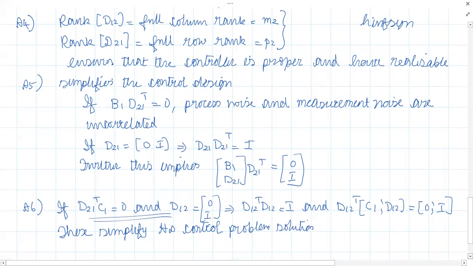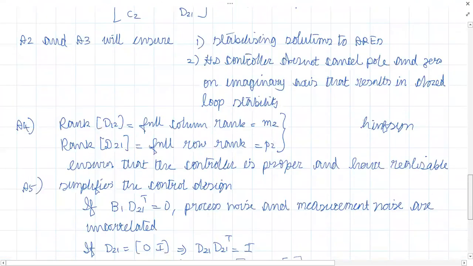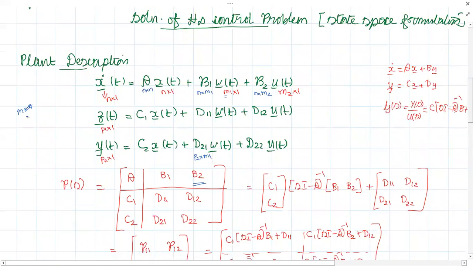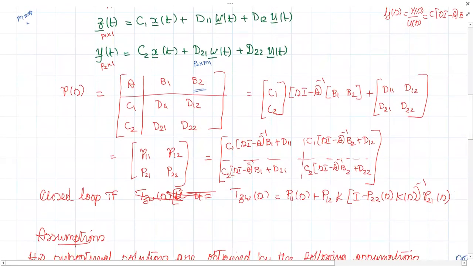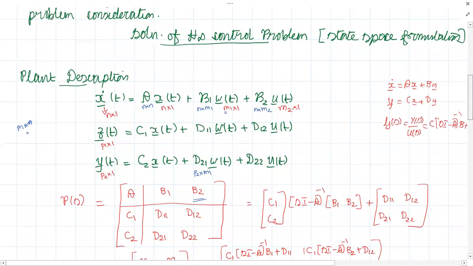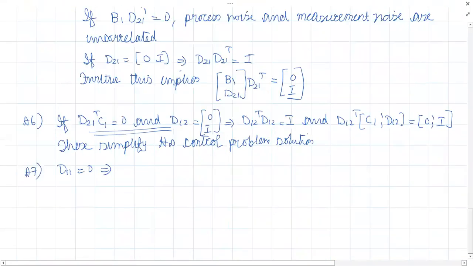Then seventh assumption. D11 equal to 0. What does it mean? What does it mean? It means that the transfer function P11 is strictly proper. Is it not? It means that P11 is strictly proper.